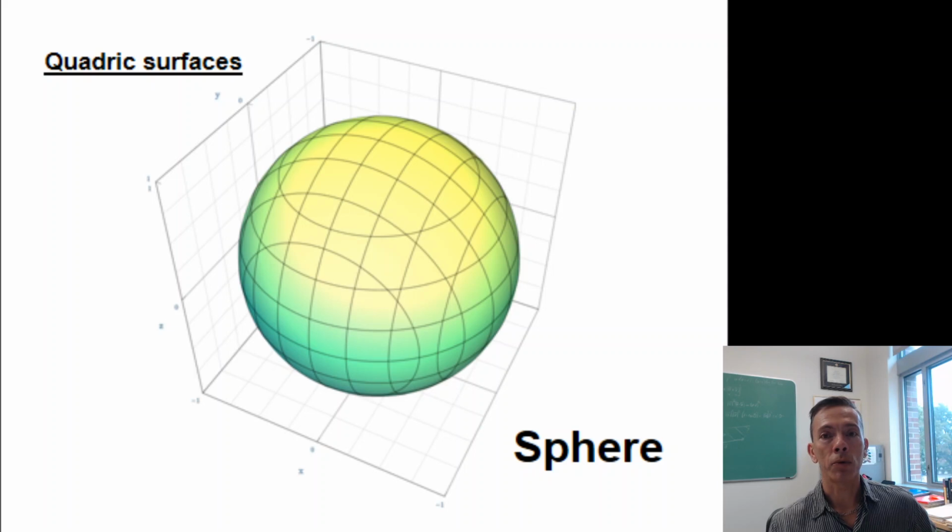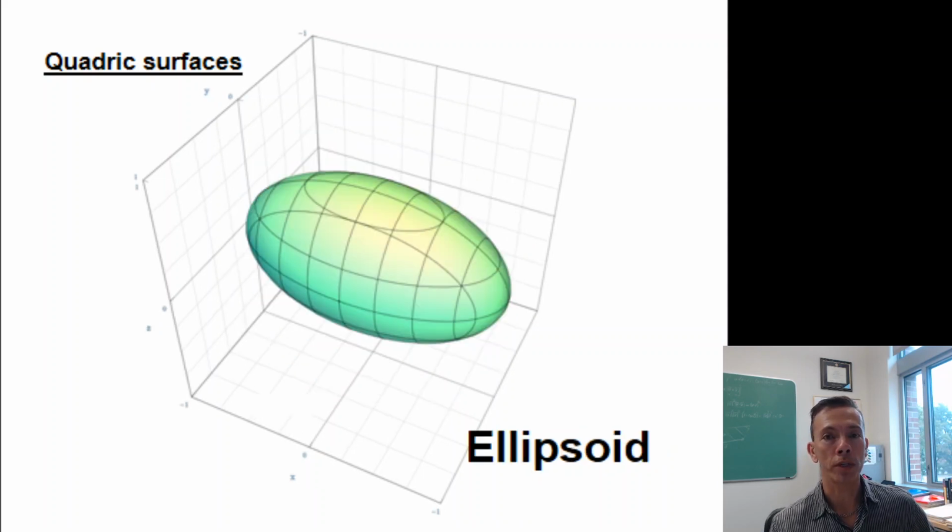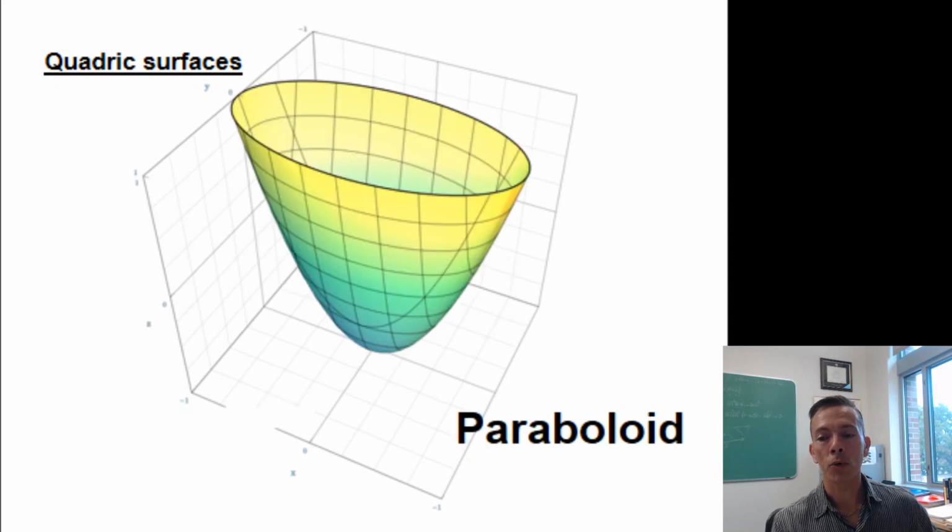We have already encountered spheres. Spheres are a special case of an ellipsoid, which is a quadric surface such that when you slice it with mutually perpendicular planes, you always get an ellipse. Here you have a paraboloid.